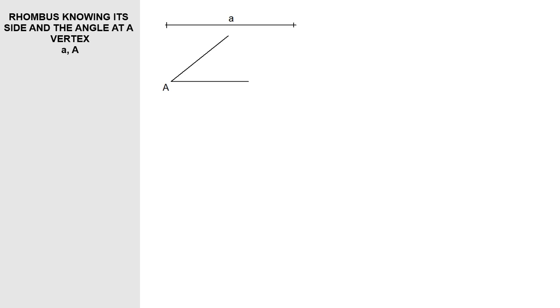In this video we are going to see how to draw a rhombus when we know its side, this line segment A, and one of its interior angles, this angle A. First, we have to know what a rhombus is so we can properly draw it.